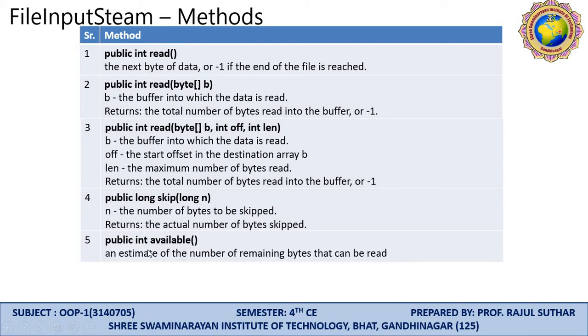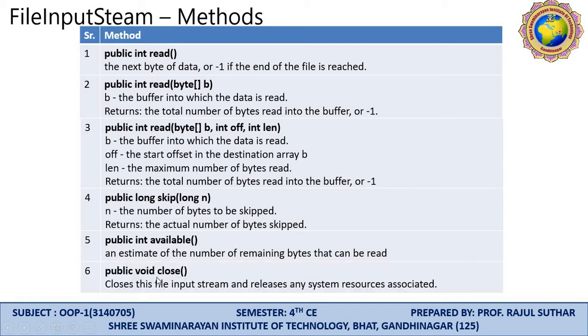Public int available(). So what is the use of available? It returns an estimate of the number of remaining bytes that can be read. Public void close() closes this file input stream and releases any stream resources associated with it. So this close is the same as the one we use in FileOutputStream. It is also used for releasing the memory.